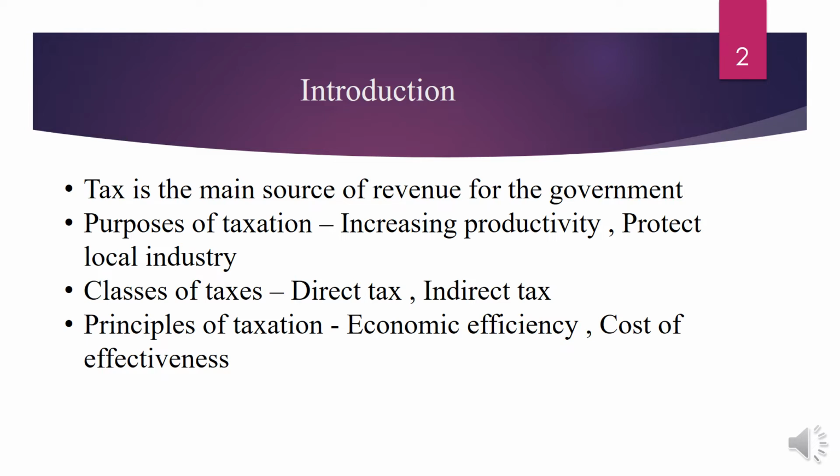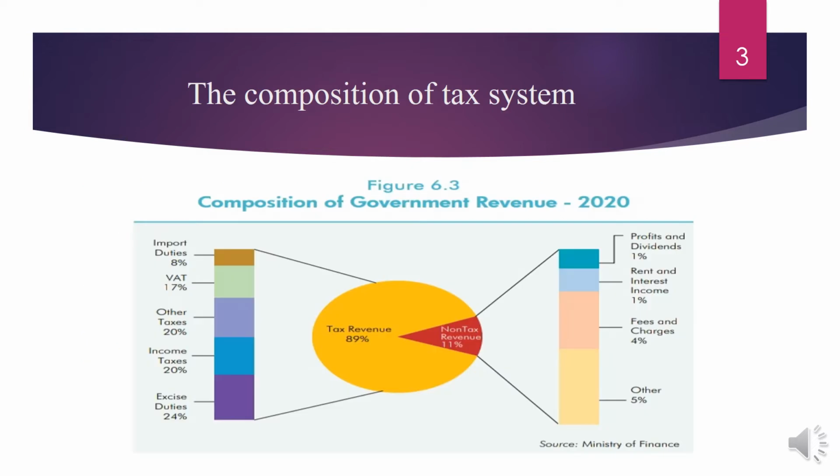Classes of taxation. Tax structure can be divided into two categories. These are direct and indirect tax. Examples of direct tax are income tax and corporate tax. Indirect taxes are sales tax and VAT. Principles of taxation. These are clearly economic efficiency and stability.